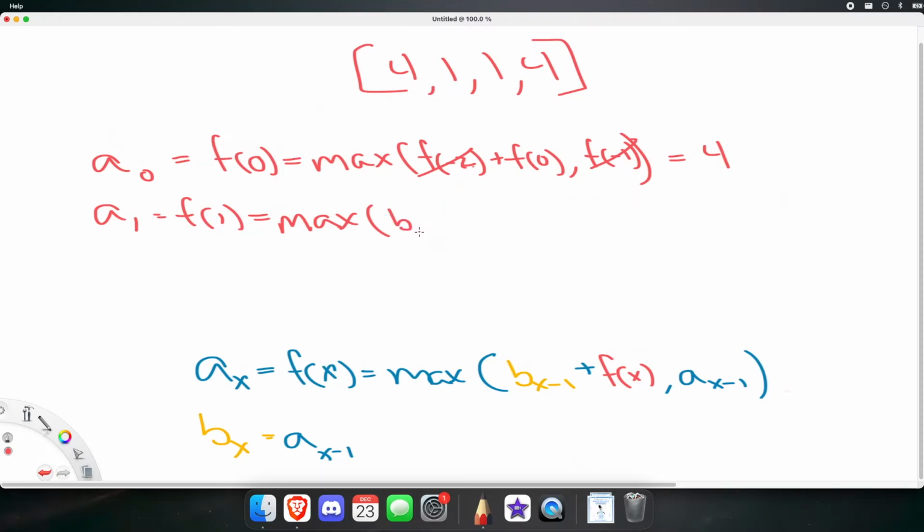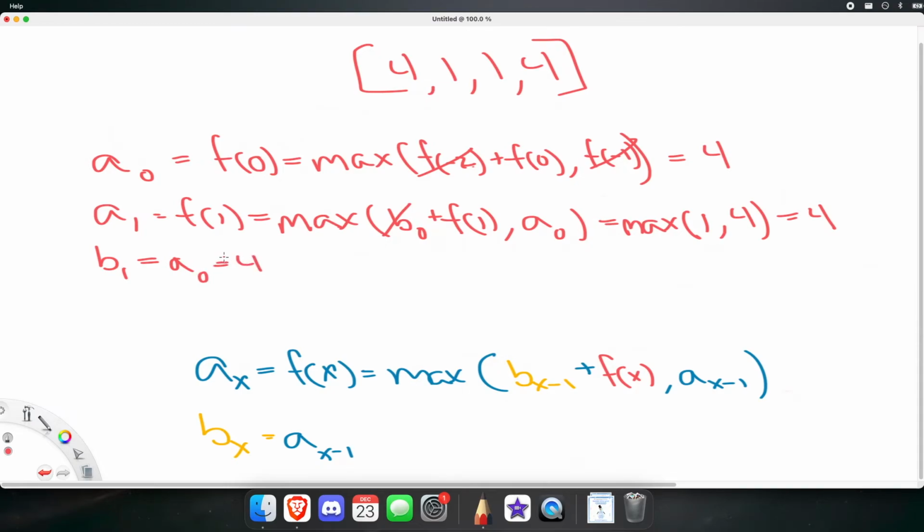So for now, let's just go ahead and put b of 0, but let's remember b of 0 doesn't exist, plus f of 1 or f of 0. And this f of 0 is represented by a of 0. This case is just the max. B of 0 doesn't exist, let's remember that. So it's just going to be the max between 1 and 4. In this case, it's 4. Now, our b does come into play, and b of 1 is equal to a of 0, which is 4. So far, everything we've done, we've been following this formula right here.